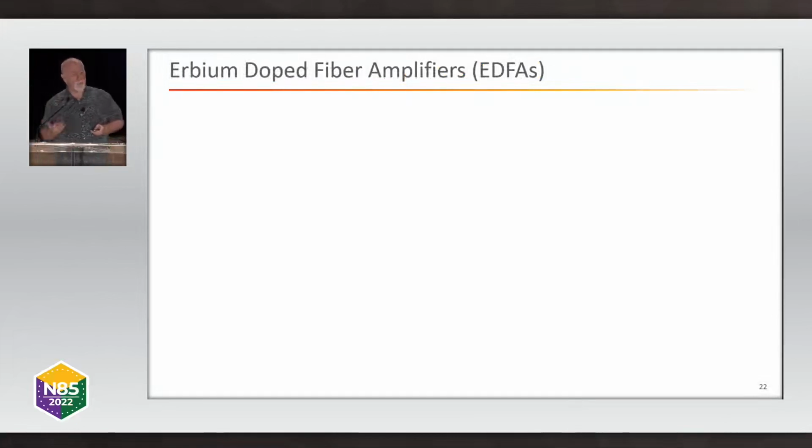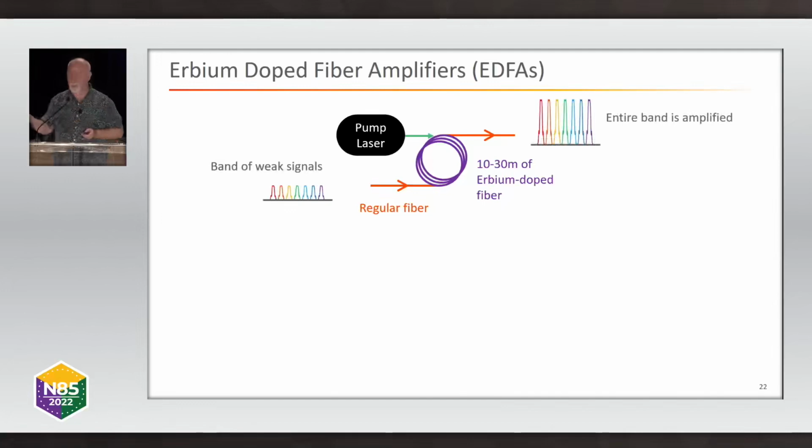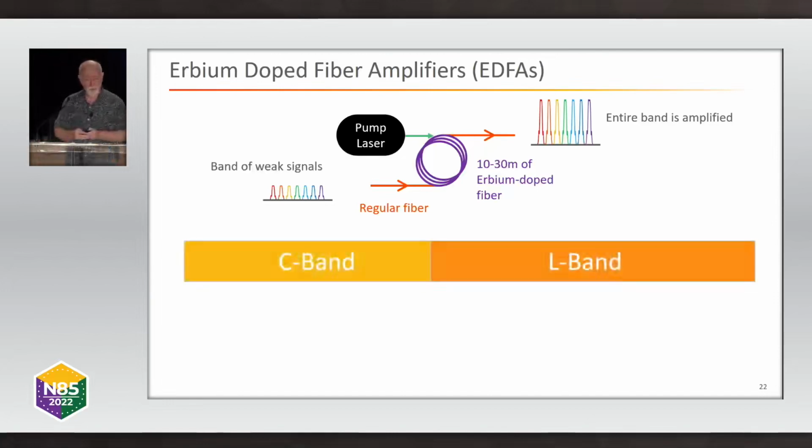But the things that typically are limiting us at the moment are amplifiers, particularly EDFAs. An EDFA works in a very simple way. You have about 10 to 30 meters of doped fiber. This is fiber that's had a little bit of a rare earth element, erbium, added to it. So you've got your regular fiber that then feeds into this coil of doped fiber, and you use a very powerful laser to pump that fiber and energize it so that it amplifies weak signals and sends them out as very strong signals. And it sends out the whole band. It amplifies across a fairly wide band of wavelengths.